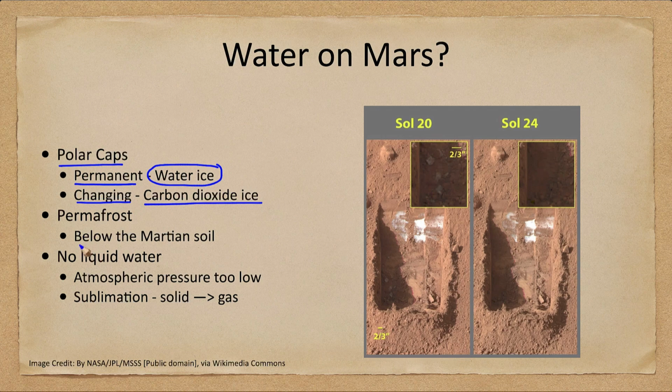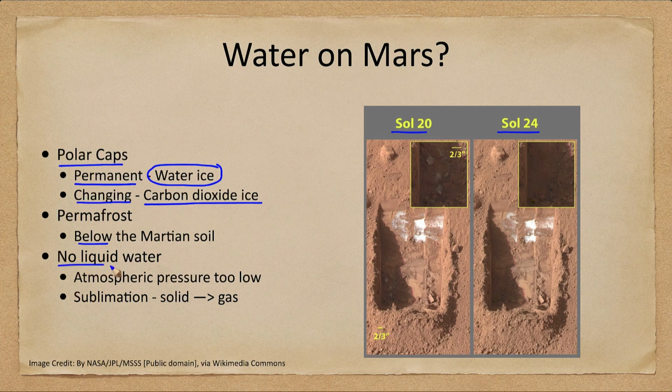Now there's also a permafrost below the soil. So when we look down below the Martian soil here dug up by one of the rovers, here we see it 4 days apart, 4 Martian days apart at least. And a Martian day is about half an hour longer than an Earth day. And you can kind of see the changes in the inset images as to material that has been vaporized and sublimated out into the atmosphere.